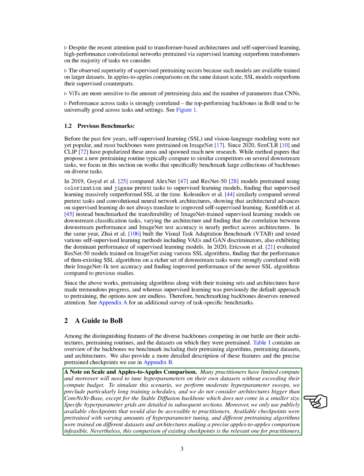Now, let's talk about scale and the importance of a fair comparison. Many of us have limited computational resources and need to adjust hyperparameters on our own datasets without exceeding our budget. To mimic this situation, we've conducted moderate hyperparameter sweeps, avoided excessively long training schedules, and excluded architectures larger than ConvNeXt base, with the exception of the stable diffusion backbone, which doesn't come in a smaller size. We've also only used publicly available checkpoints that would be accessible to anyone.